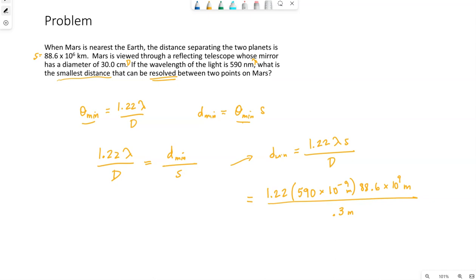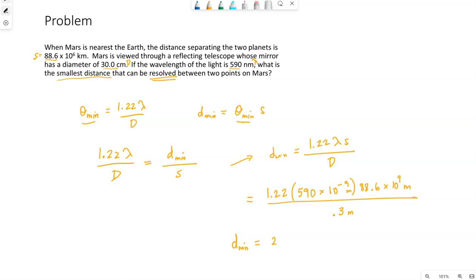Let me try that again. My answer doesn't make sense. Exponent negative 9. There we go. Now my calculator is giving me a lot of digits. I know I cannot be that accurate, so I'm going to go ahead and round. We have 3 sig figs in the problem. The 88.6 is 3, 30.0 is 3, 590, we'll go with 3 there.